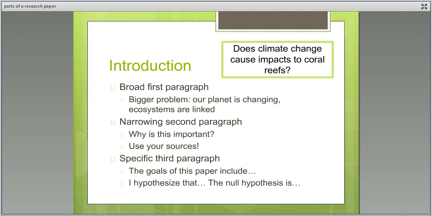And then you're going to narrow down even further to a very specific third paragraph. You're going to talk about the goals of your paper. You might state or start off your paragraph saying something like, in this paper, we intend to demonstrate that climate change does impact coral reefs and explore how this affects humans in our society. Make sure that you are very, very clear with your hypothesis and null and that they're easily identified in this area. You can even state, I hypothesize that, or the null hypothesis is. Just make sure that they're very clear.